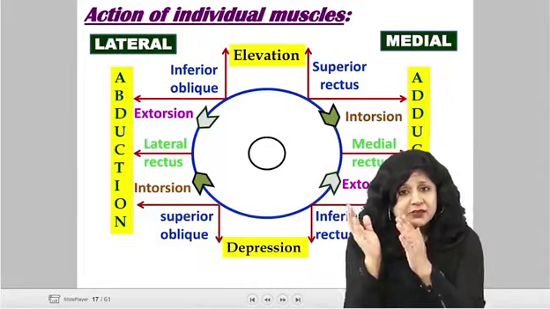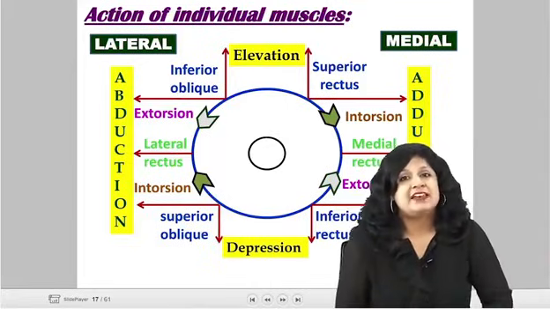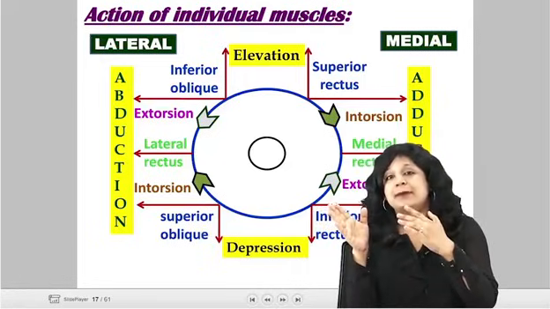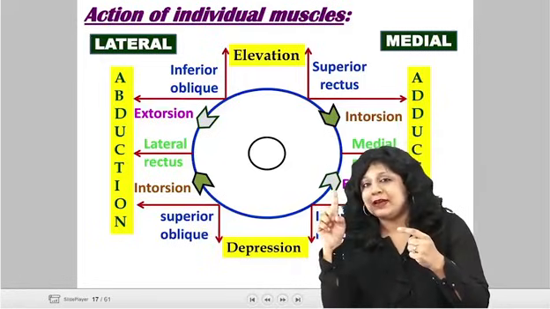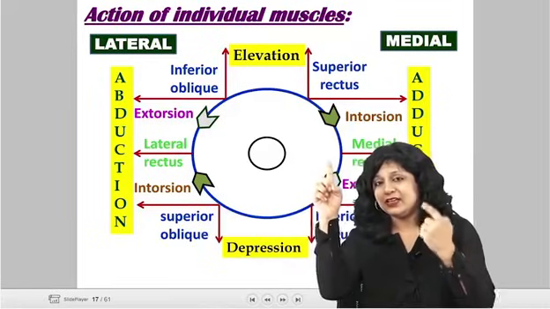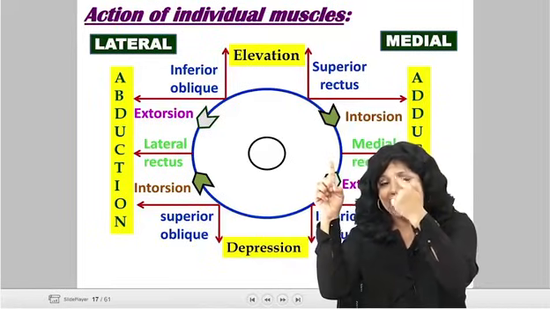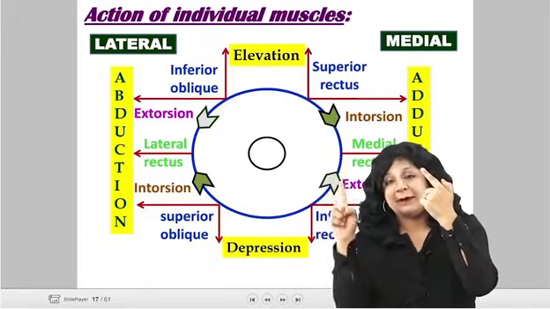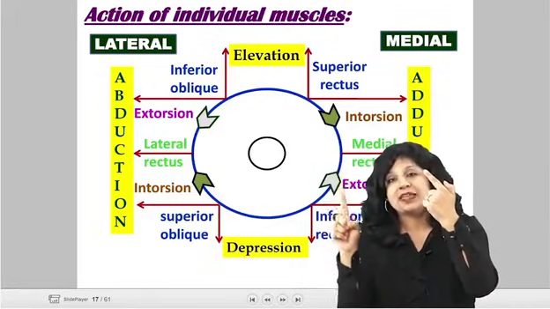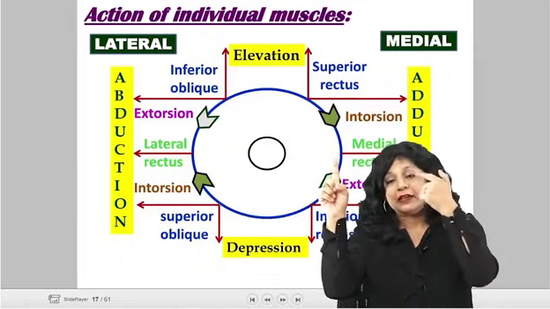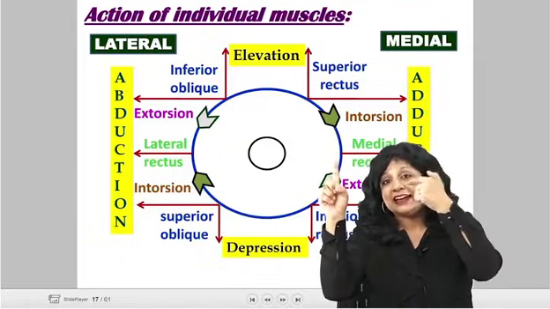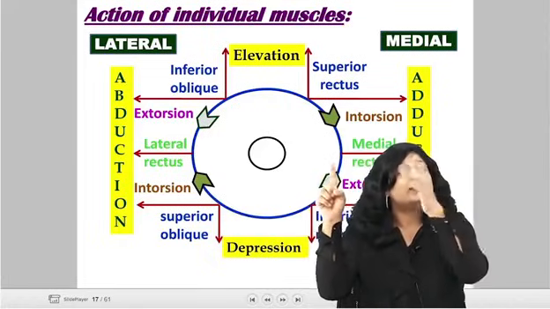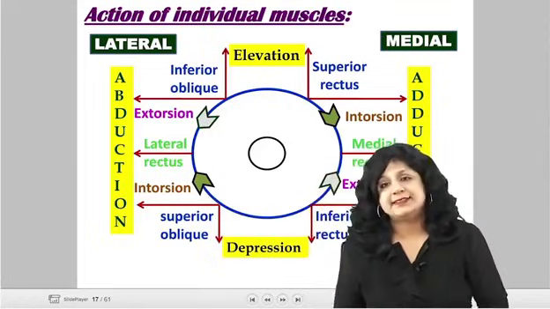Similarly, if I am doing the dextroelevation, what is happening? Right eye is abducting and elevating, left eye is adducting and elevating. So elevation in abduction, so right superior rectus; elevation in this eye in adduction, so left inferior oblique. So this is how you are going to get the pair of yoke muscles.